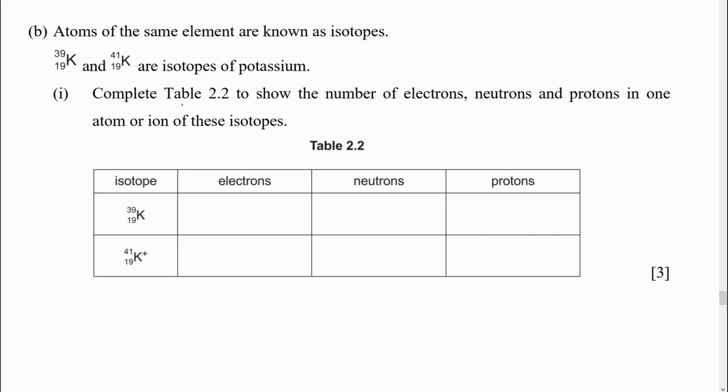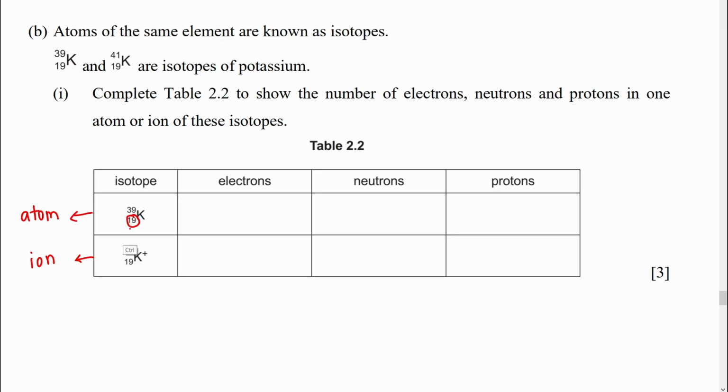Okay? Part B. Atoms of the same element are known as isotopes. 39 19 K and 41 19 K are isotopes of potassium. Complete table 2.2 to show the number of electrons, neutrons, and protons in one atom or ion of these isotopes. In this case, this is atom, right? Remember, atom doesn't have charge at all, while here you have the charge. It can be positive, it can be negative, right? So this is ion. So remember, one more time, in an atom, the number of proton is equals to the number of electrons.